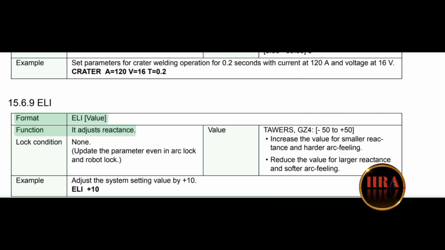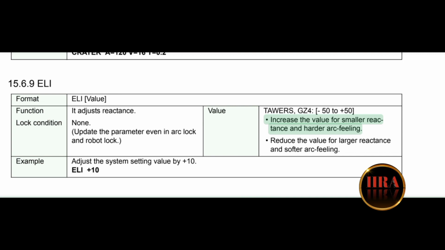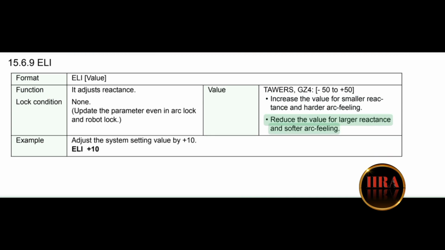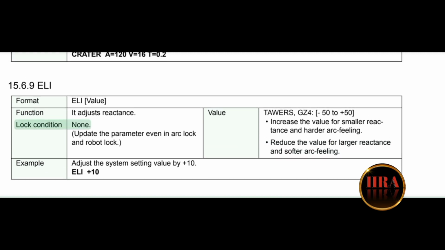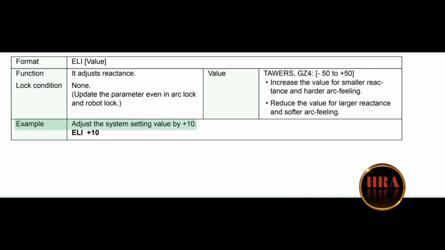Function: it adjusts reactance. Value: TAWERS, GZ4, -50 to +50. Increase the value for smaller reactance and harder arc feeling. Reduce the value for larger reactance and softer arc feeling. Lock condition: none. Update the parameter even in arc lock and robot lock. Example: adjust the system setting value.